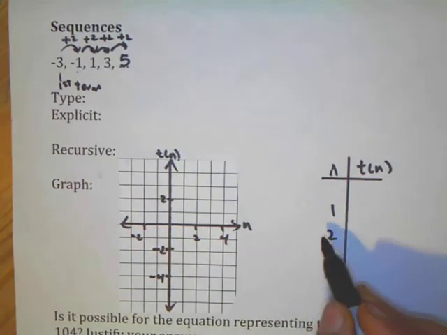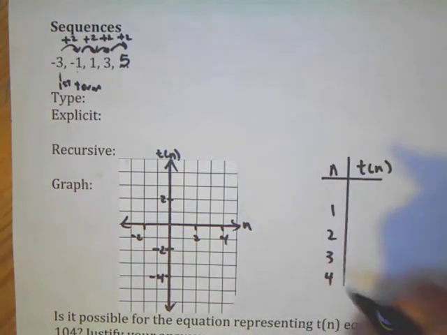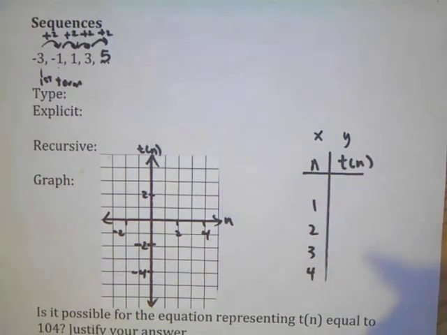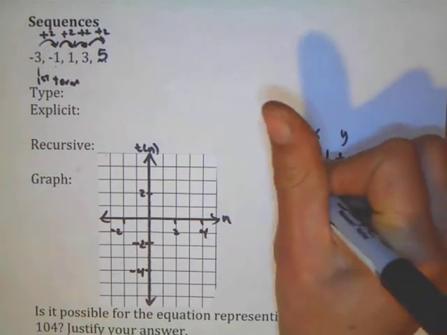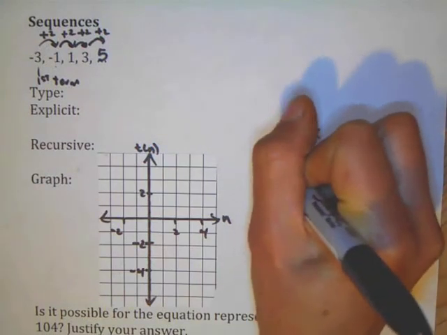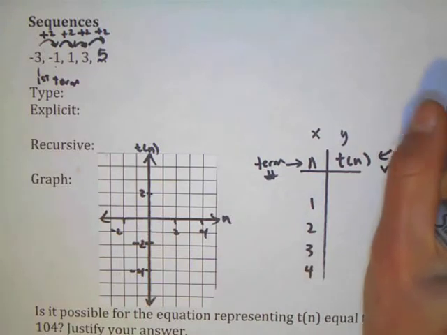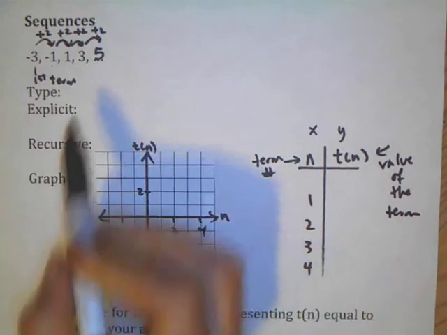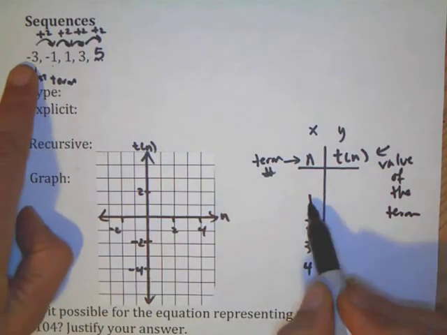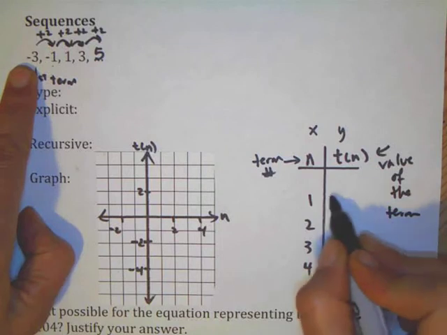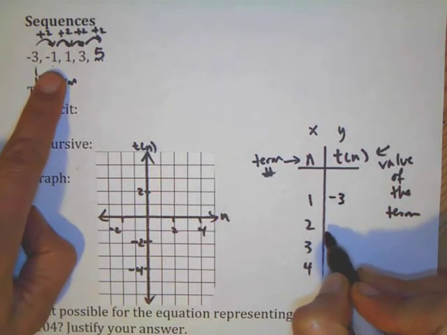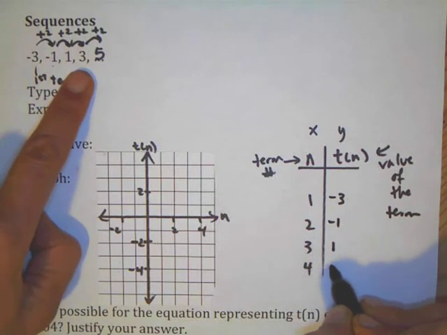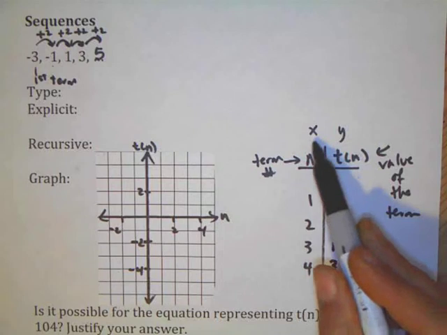Now, you can start with a table if you want to. We've seen X and Y before, and this is very similar, so there are a lot of similarities between these. This is just the term number, and this is the value of the term. For example, we started here with the first term, 1, and the value was -3. The second term is -1, the third term 1, the fourth term 3. So pretty similar to X and Y.